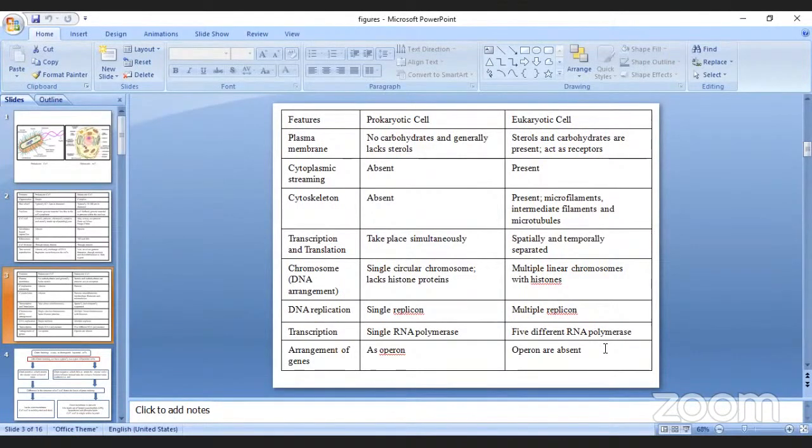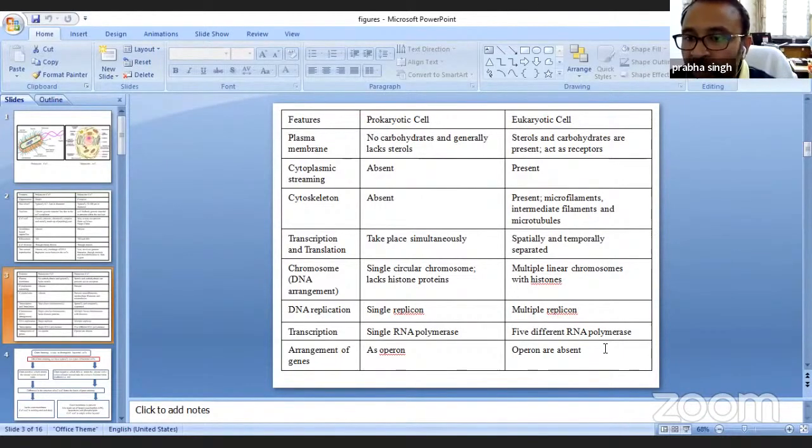That means the spaces where both the processes occur are separated, as well as the time: when transcription is going on, translation is not happening, right? So they are separated both by space as well as time. But in the case of the prokaryotic system, it is not there. As soon as the RNA polymerase synthesizes the mRNA molecule, translation will start, because there is no such compartment where DNA is localized. DNA lies freely in the cell cytoplasm.